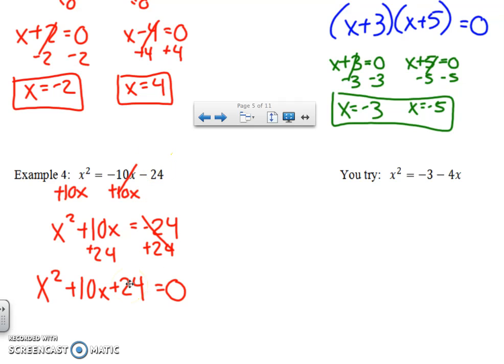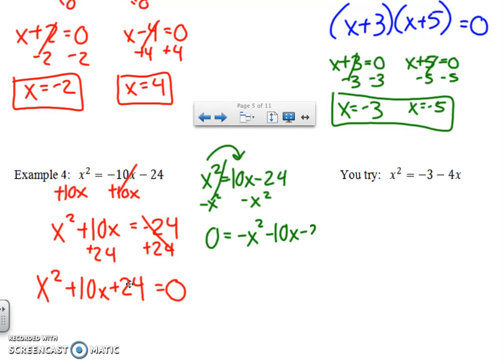A quicker way of doing this, if you have x squared equals -10x minus 24, the quickest way is just to move this term over here by doing the opposite, which is a -x squared. And so in this case, you would have 0 equals -x squared minus 10x minus 24. So both problems are the same. They're just either all negative or all positive. So it's up to you which way you prefer, but just make sure they're all on the same side.